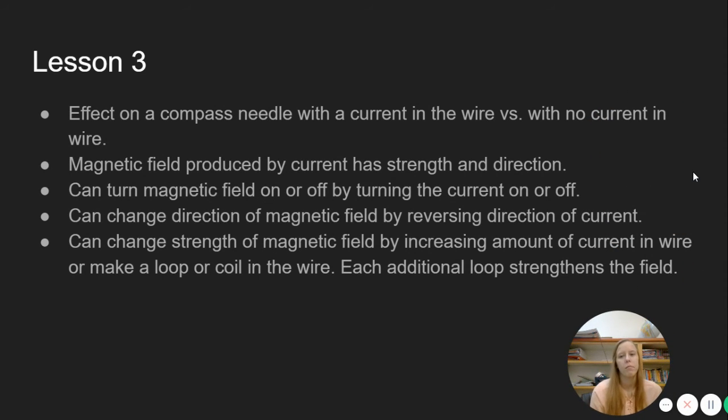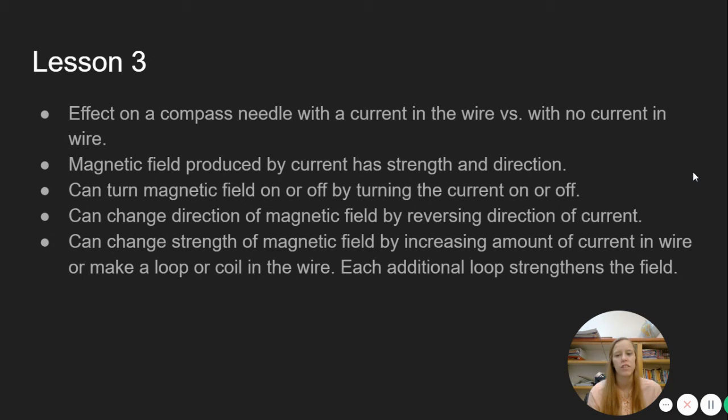The effect on a compass needle with a current in the wire versus with no current in the wire. Remember, when there was no current, the compass needle pointed north. When there was a current, the needles turned so that they all pointed in a circle. That was Oersted's experiment. A magnetic field produced by a current has both strength and direction. You can turn a magnetic field on or off by turning the current on or off. You can change its direction by reversing the direction of the current.